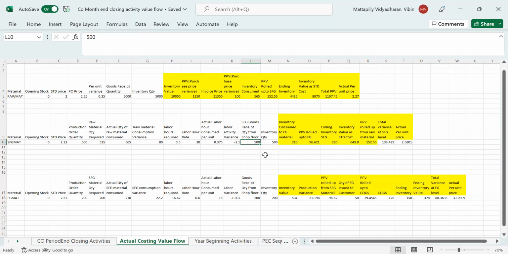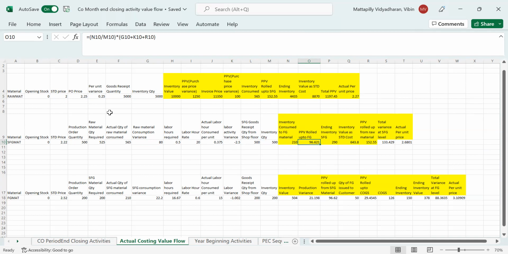SFG goods receipt quantity from the shop floor: after manufacturing this product, we receive the 500 quantity. Inventory quantity is 500. Inventory consumed by FG: out of 500 quantity, 210 SFG material have been taken to manufacture the FG product. When we take this much material to manufacture FG product, the purchase price variance rolled up to FG is 96.621. How does the system calculate this?